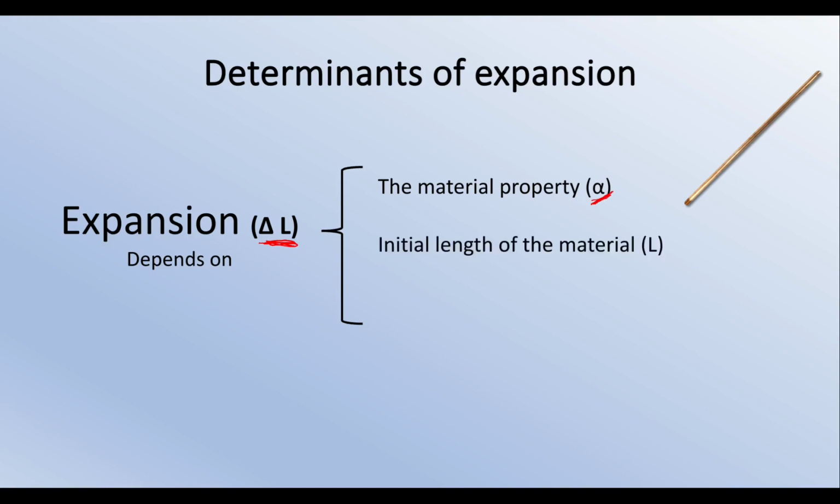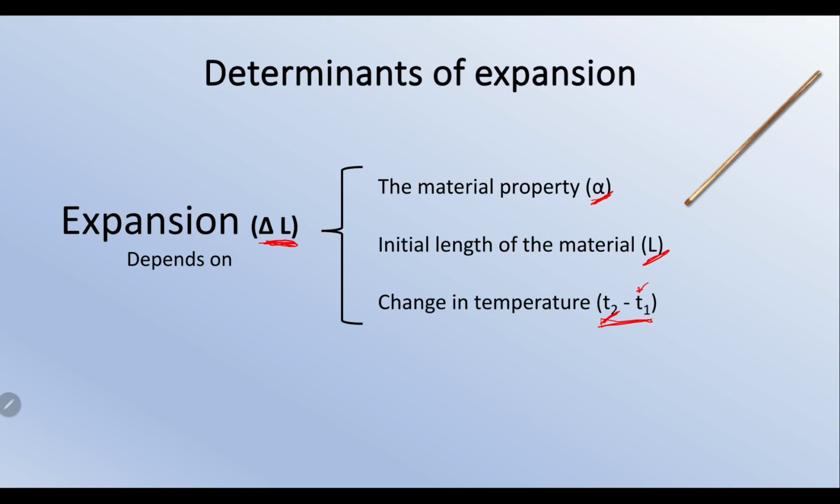The next factor is the initial length of the material. This is quite simple to conceptualize. Think of it. The longer the material, the more expansion. The smaller the material, the less expansion. And the third and final determinant of expansion is the change in temperature. The more we heat the material, the more it expands. The less we heat the material, the less it expands. Here, T2 is the final temperature and T1 is the initial temperature.